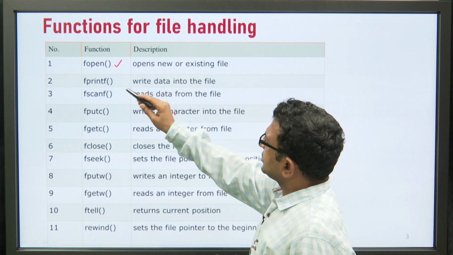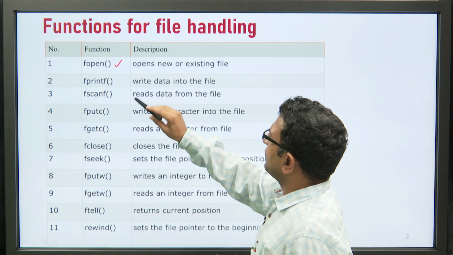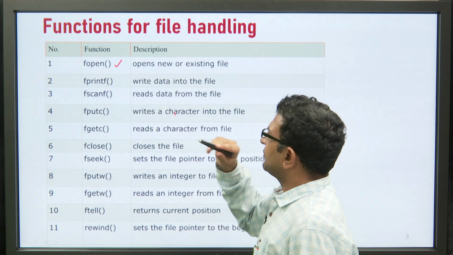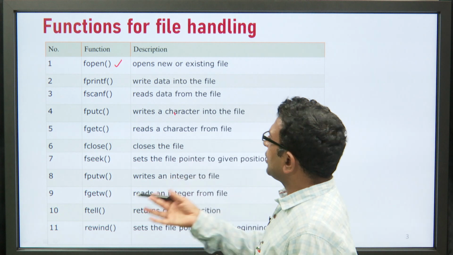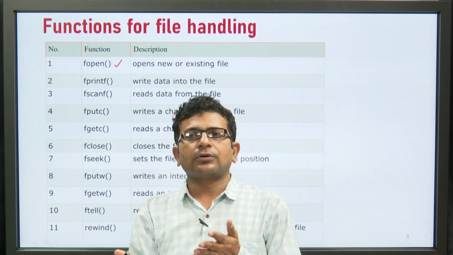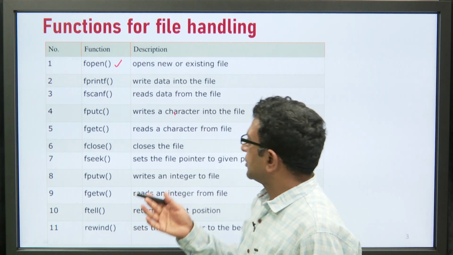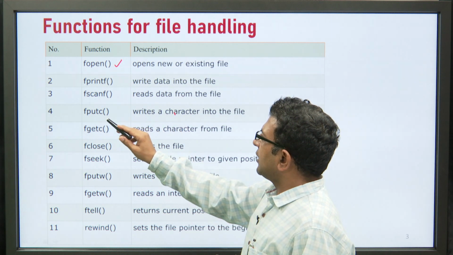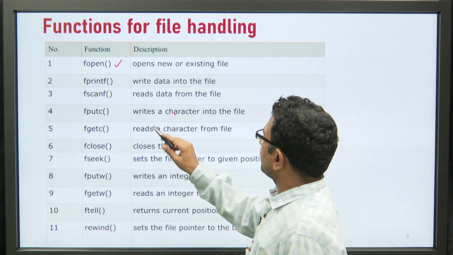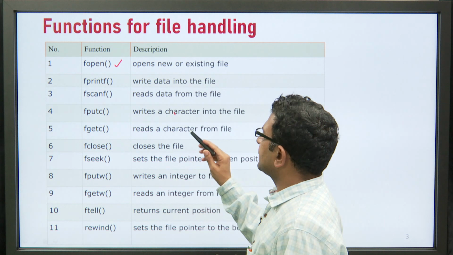Now, another function is fprintf. This is a function which writes something into your file. Now, fscanf is the function which is basically used to read something from the file. If you want to read some string, some constant values, some variable values, in that case we will use the fscanf function. Now, fputc is used to write a character into the file. And fgetc is used to read a character from the file.